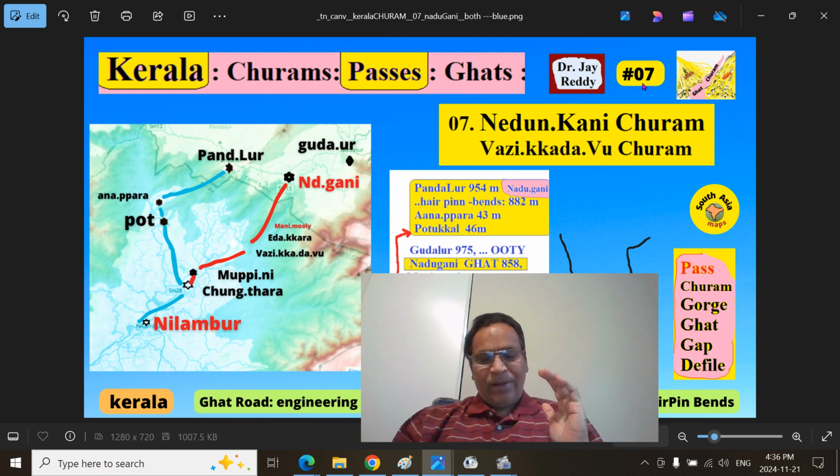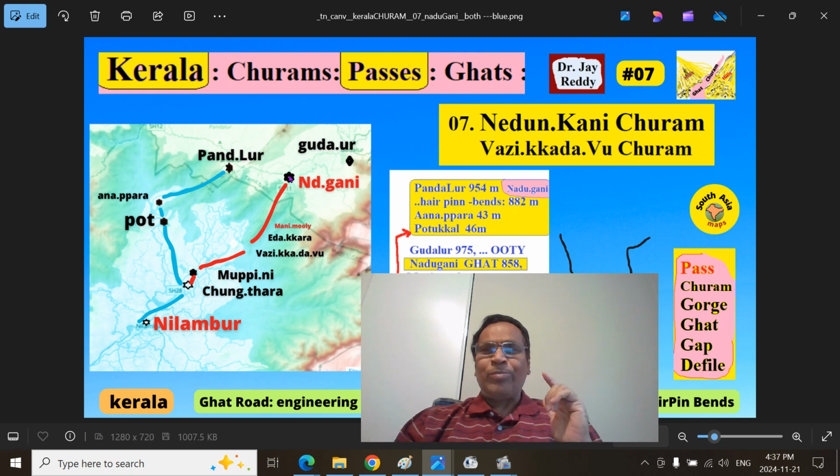The title of today's discussion will be Nedunkani Churam or Nedungani Churam, Vazhikkadavu Churam, Vazhikkadavu Pass. The pass connects the historic Malabar region, currently Malappuram district, Nilambur town, to Nadugani or Nedunkani town of the Gudalur taluk of Nilgiris district of Tamil Nadu province. That is from Nilambur to Nedungani to Gudalur.